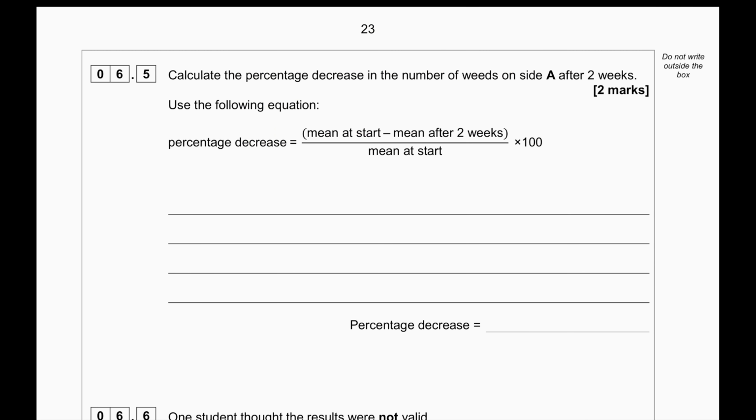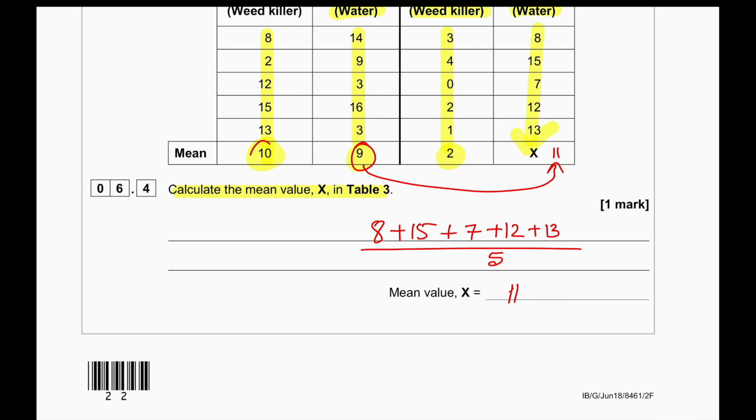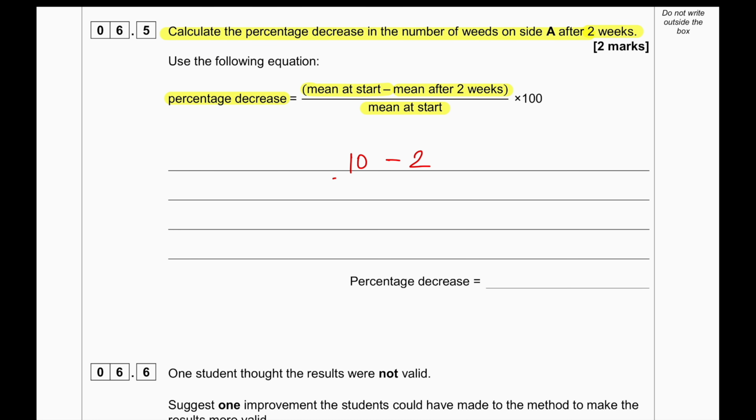Calculate the percentage decrease in the number of weeds on side A after 2 weeks. So we can use this equation. Percentage decrease is equal to mean at the start minus mean after 2 weeks, divided by mean at the start. So mean at the start was 10 and mean at the end of 2 weeks was 2. So 10 minus 2 divided by 10 times 100. So we can see it is 80% effective.